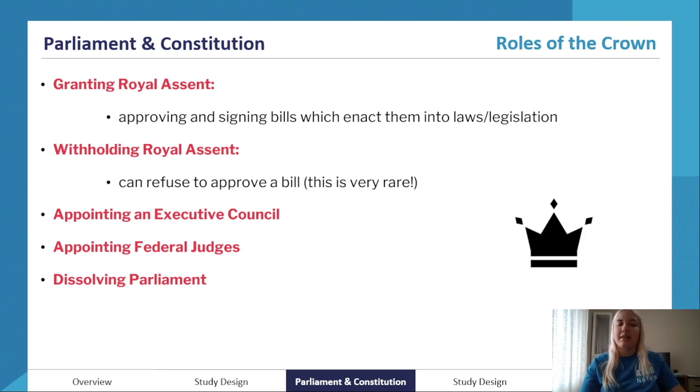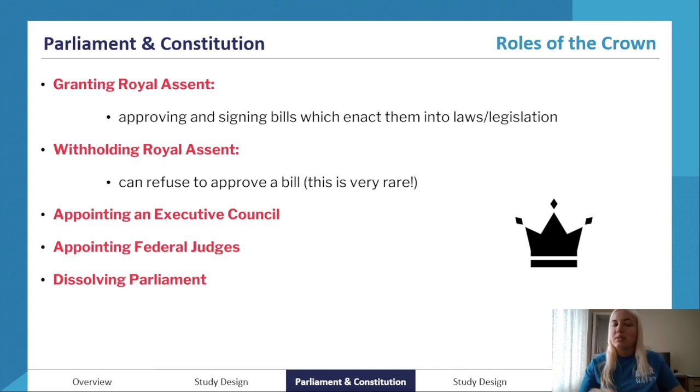They also appoint an executive council and also appoint federal judges. So this is also formal. We know whoever was the party that had the majority of seats in the lower house becomes the government party, but they appoint them. So that's just more like a formal step. And they also appoint federal judges, so Commonwealth level judges. This is obviously referring to the High Court of Australia, not a state level court.